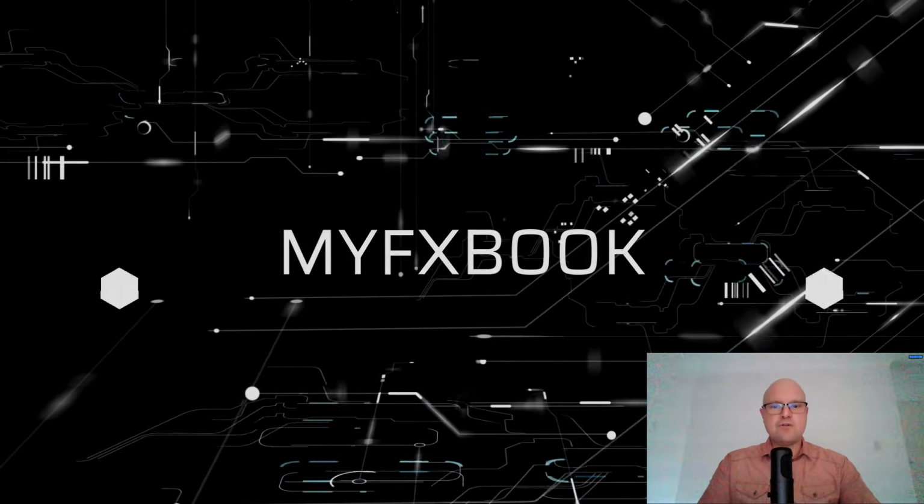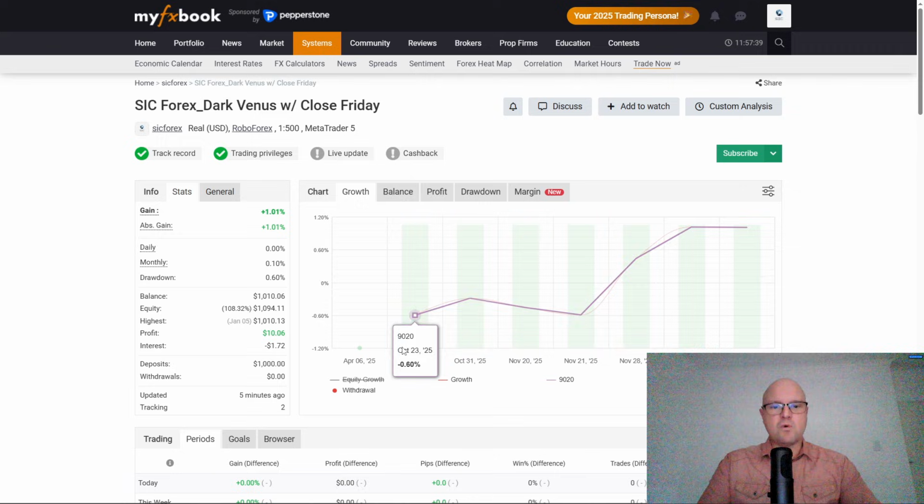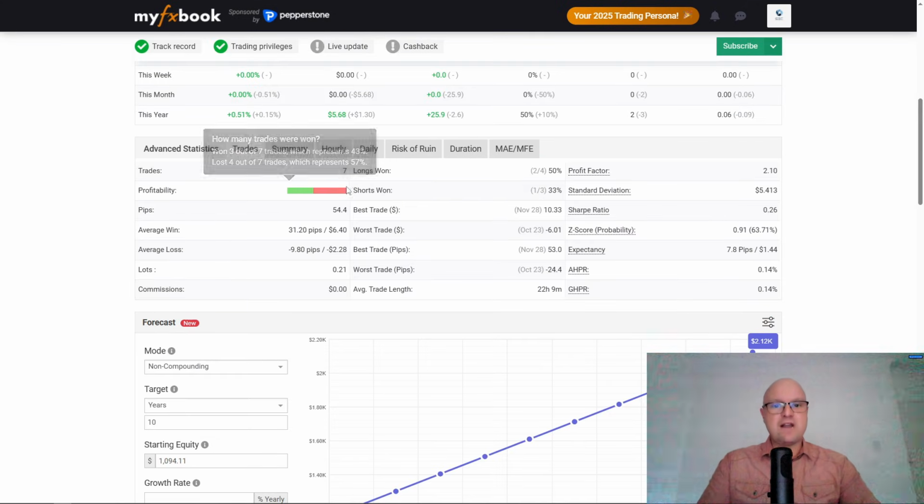Now, with this new approach where I don't use the grid and have a stop loss and take profit for the EA, I've already been testing since October of 2025. And on this small account, using a fixed 0.03 lot, it's already generated over 1% in return, winning 43% of the trades, but a very healthy average win of 6.4 to an average loss of 2.28, or in other words, 31.20 pips with a negative 9.8, giving us a profit factor of 2.10.